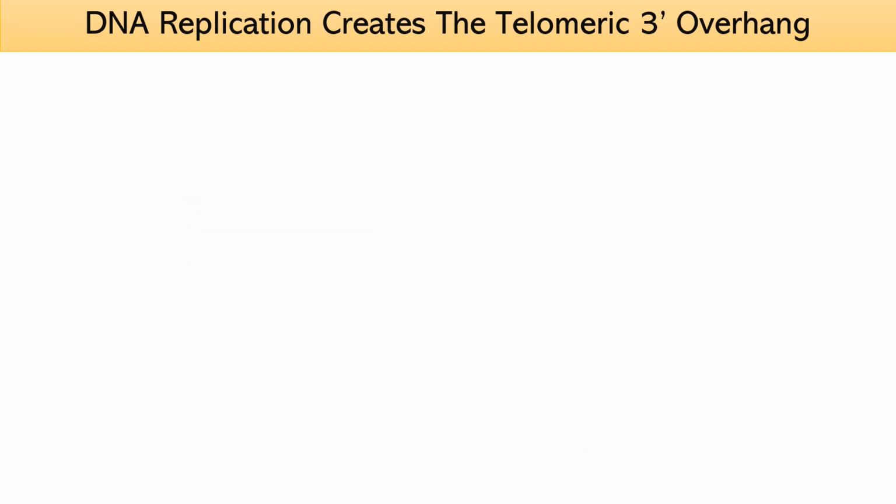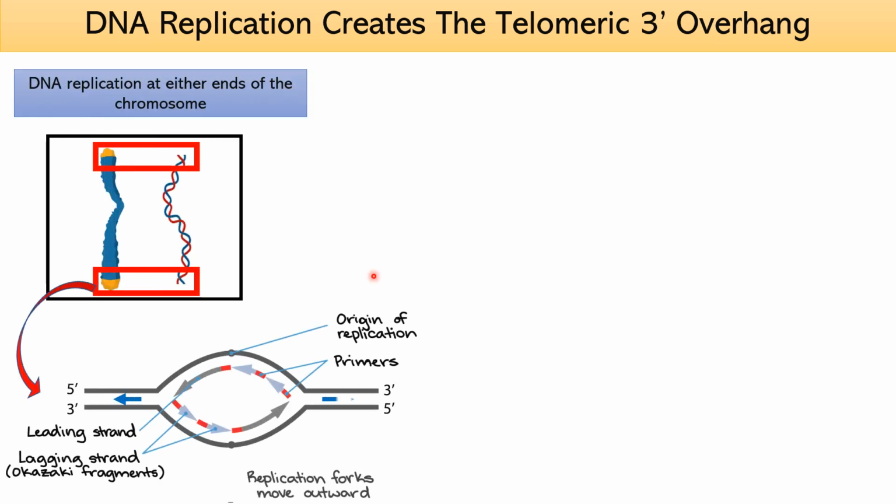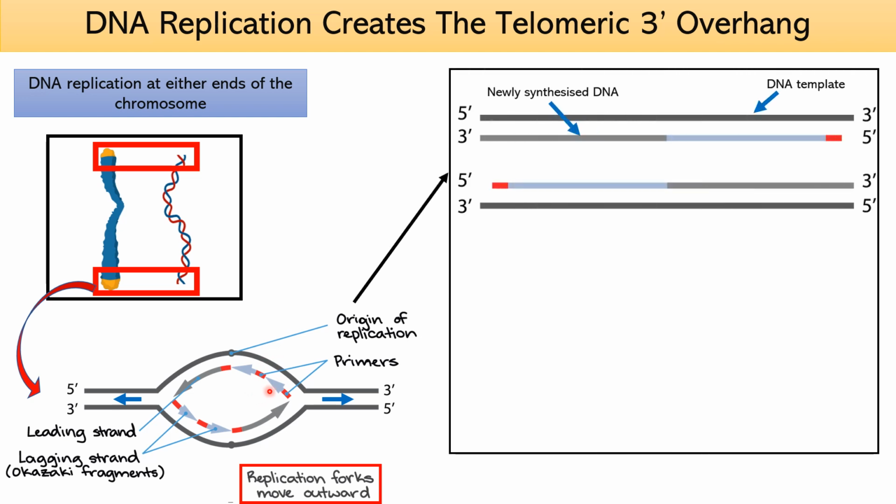Now we will have a look at the DNA replication at either end of the chromosome. As we just explained, when DNA replication starts, it starts from a replication fork, and then the replication fork will move outward in these directions. Within that, we will have the Okazaki fragments or the lagging strand, and we will have the leading strand. Our focus here is going to be the lagging strand, and here's why.